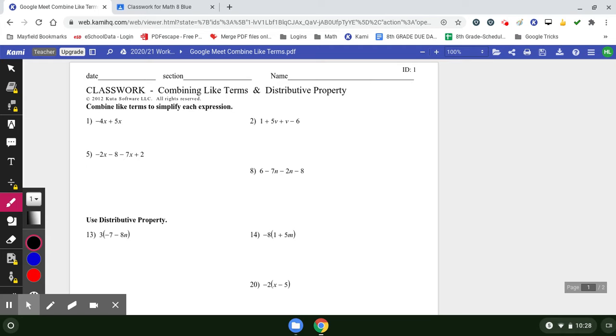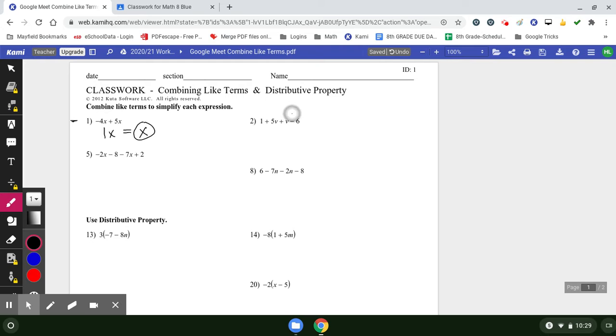So if I look at number 1, and that's this one here, negative 4x plus 5x. I just need to combine the x's, so negative 4 plus 5 is 1, so it's 1x, which can also be written as x. To combine the terms, that's simplified. Now we're going to do number 2.